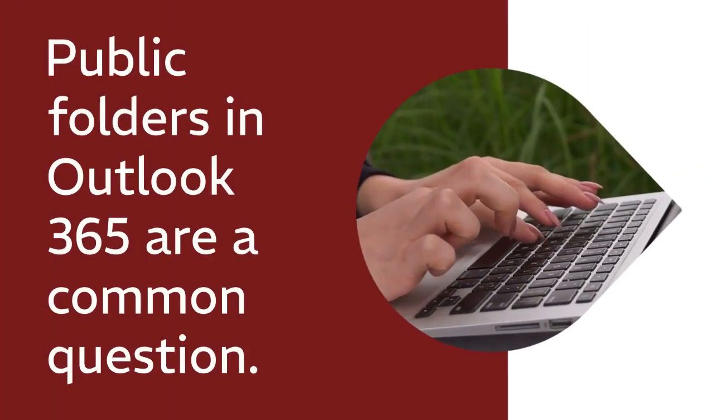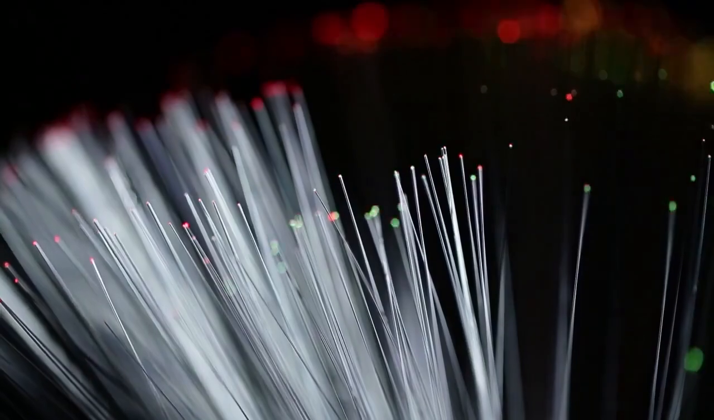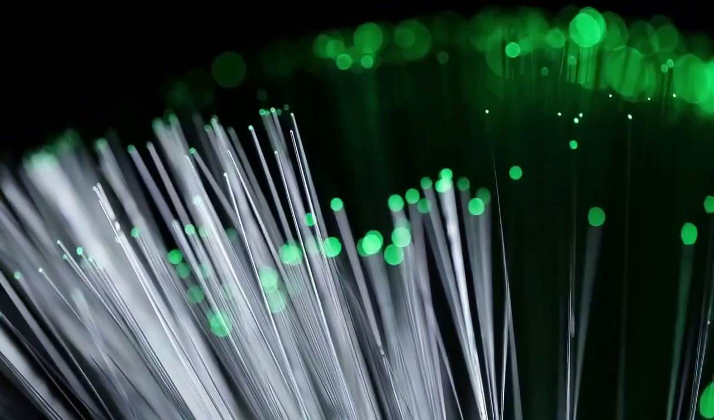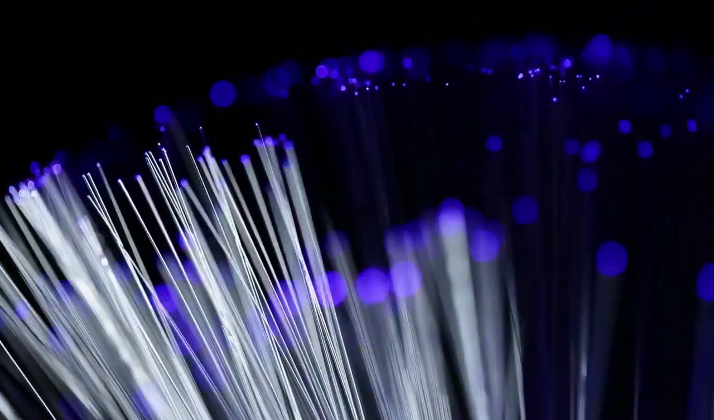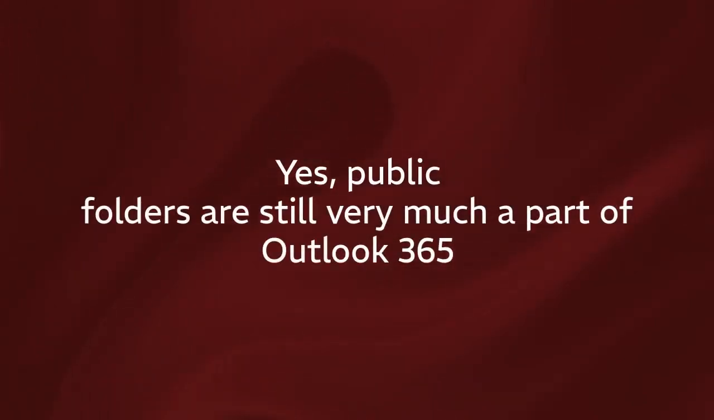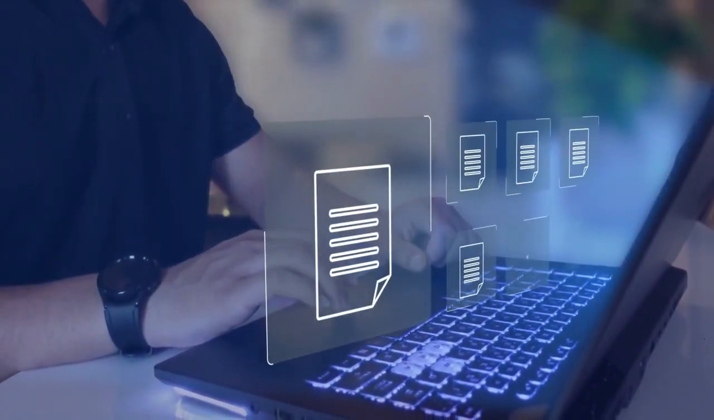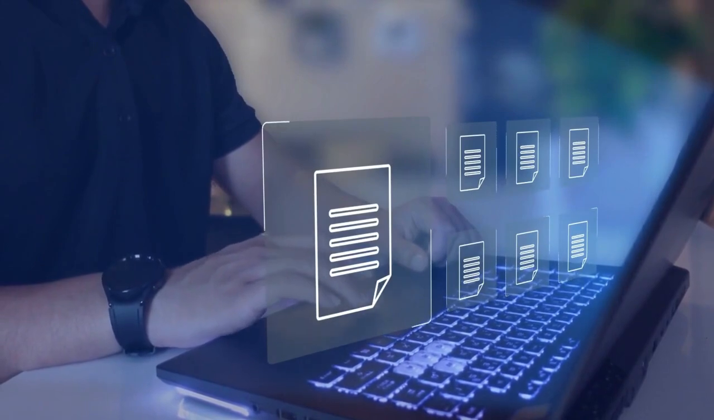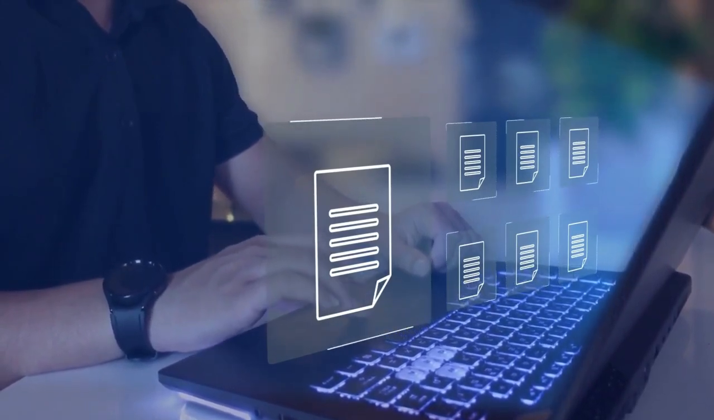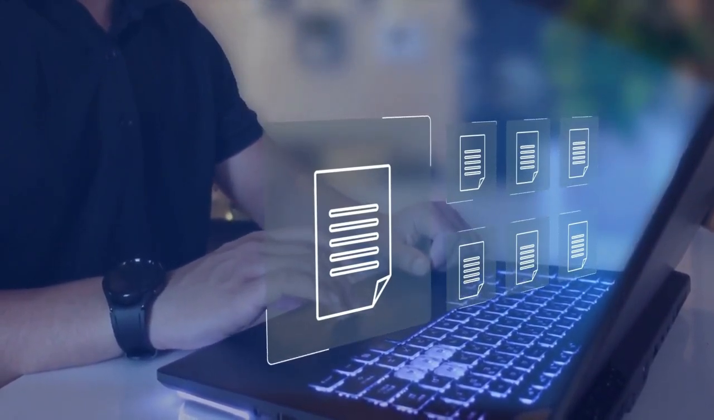Let's get started. Public folders in Outlook 365 are a common question. Many users wonder if these shared information repositories still exist in the cloud environment. The simple answer is yes, public folders are still very much a part of Outlook 365, especially for organizations that have used them for years. They allow teams to share various types of information, like calendars, contacts, tasks, and important email messages, in a central location accessible to multiple users.